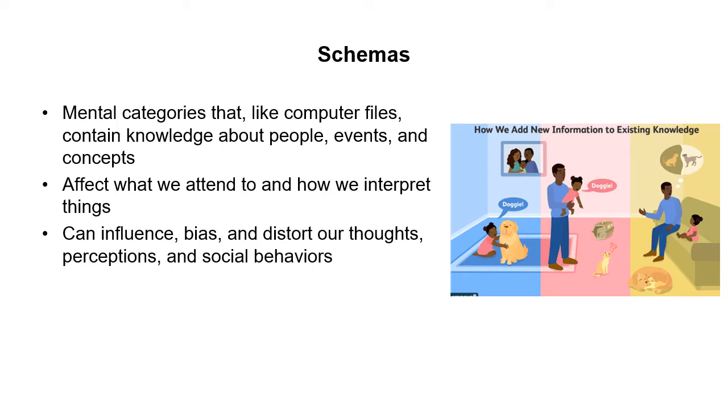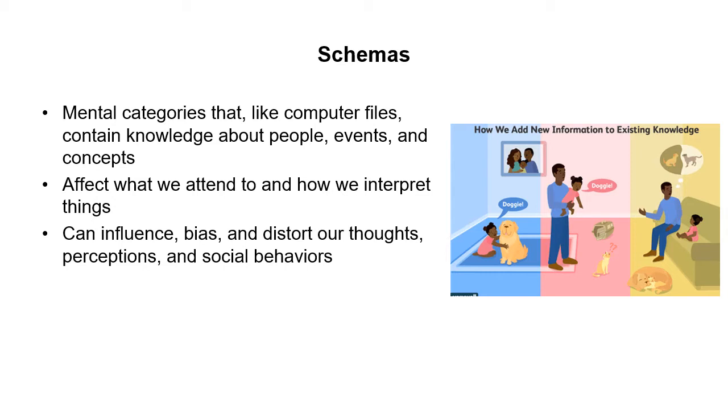We have a schema for dogs that they have four legs, but if we see a dog with three legs, we're not going to say it's not a dog because it doesn't have four legs. We're just going to deem it a three-legged dog. So we have schemas for dogs that include four legs, a tail, even if sometimes they don't, that they're furry, even if sometimes they're not, that they are of specific size ranges, of specific shapes, stuff like that.